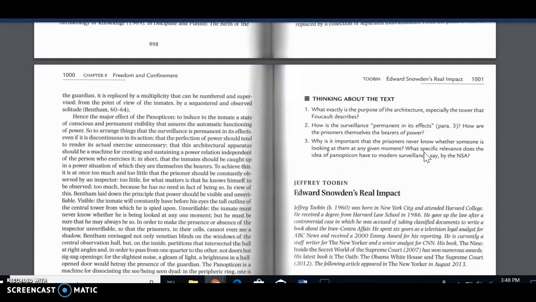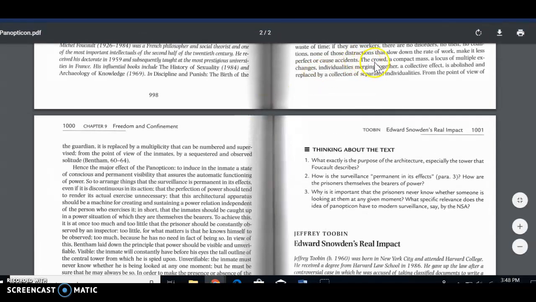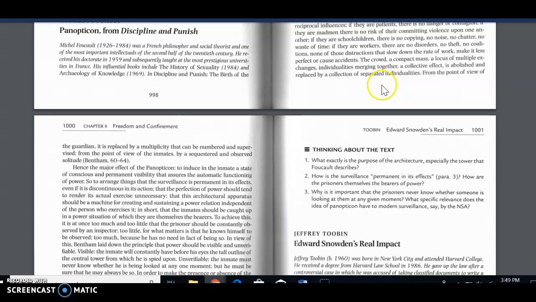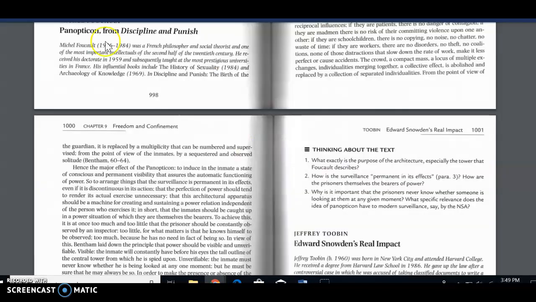So I want to think about this idea. We can go to page 1000, right? So the crowd, let's back up here. The crowd, a compact mass, a locus of multiple exchanges, individualities merging together. A collective effect is abolished and replaced by a collection of separated individualities. This is what the Panopticon is aiming to do here. Separated individualities that are disconnected, that can never plan a heist, that can never rebel against the teacher, the boss, etc. Right? This is what a Panopticon wishes to accomplish here.